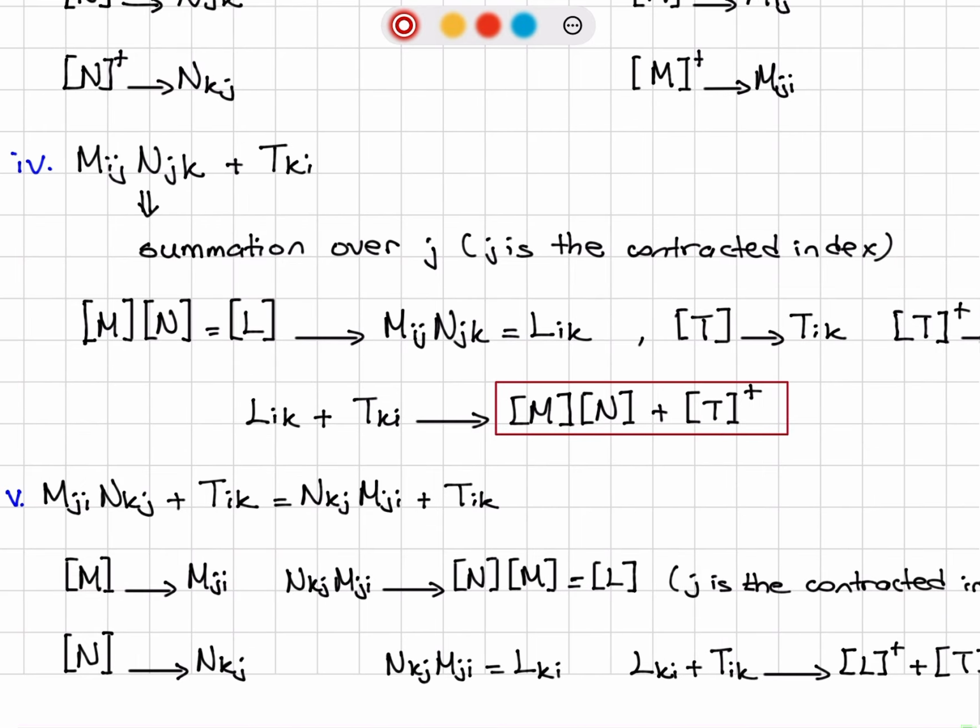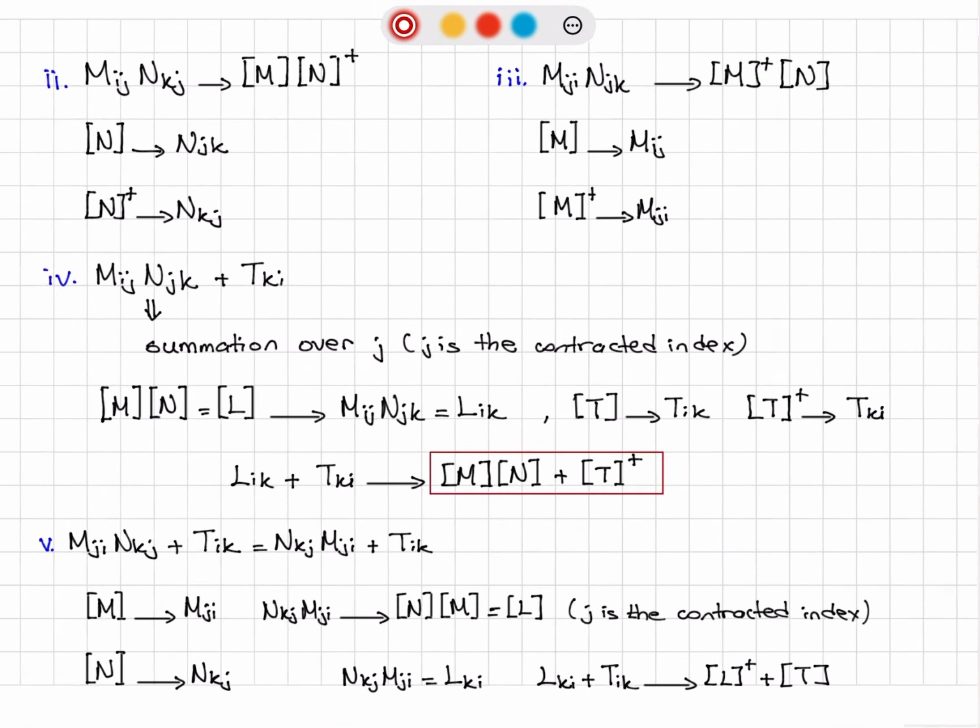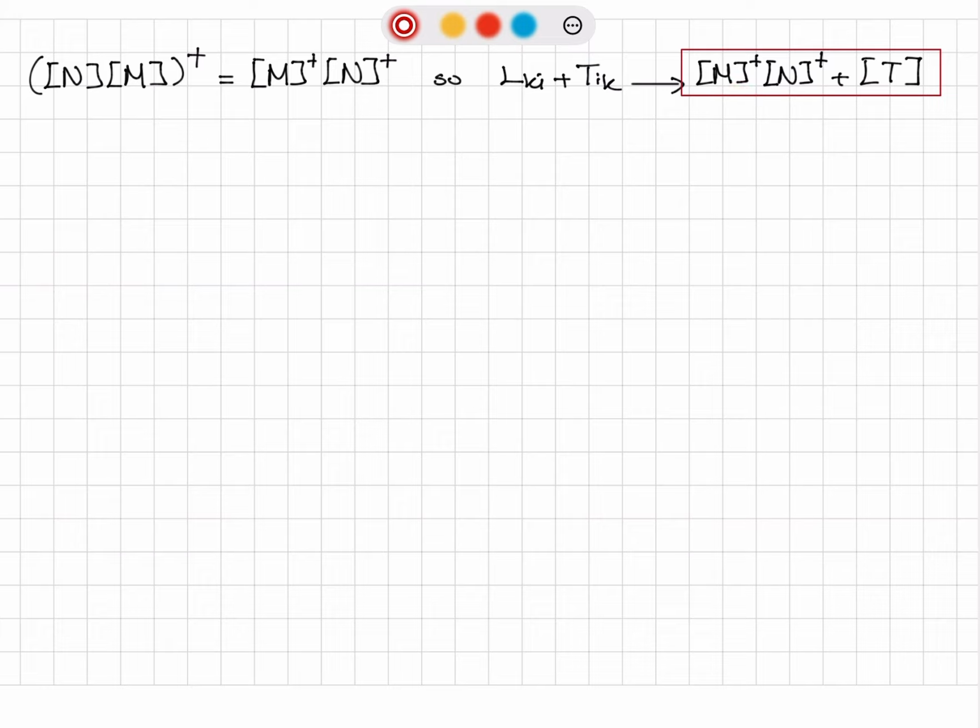And finally, Mji and Nkj, or Nkj Mji, that's the N matrix times the M matrix, gives me the kth row ith column element of the L matrix, but I'm adding to it the ith row kth column element of another matrix. So the L matrix should have been transposed. So if N times M is L, then M transpose times N transpose is L transpose. That's how I interpret this one. Plus the T matrix is what I'm looking for.